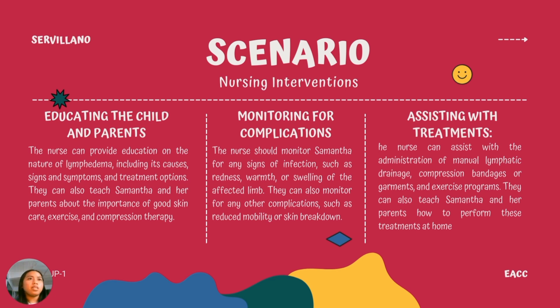Next is monitoring for complications. The nurse should monitor Samantha for any signs of infection, such as redness, warmth, or swelling of the affected limb. They can also monitor for any other complications, such as reduced mobility or skin breakdown. Assisting with treatments, the nurse can assist with the administration of manual lymphatic drainage, compression bandages or garments, and exercise programs. They can also teach Samantha and her parents how to perform these treatments at home.